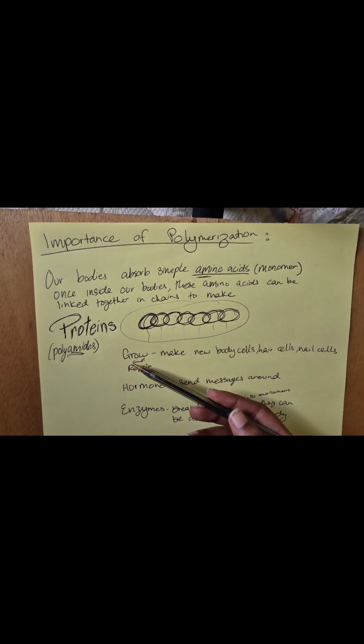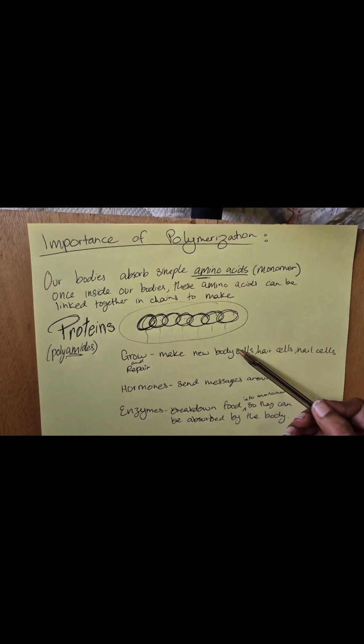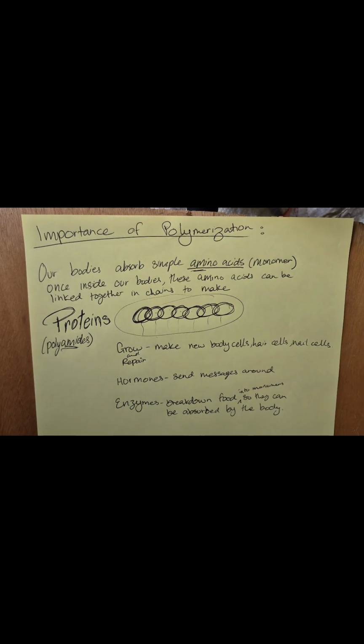And why do we need these proteins? We need proteins to grow and repair ourselves. When we need to grow, we need to make new body cells. That's the protein doing that. We need to grow hair, nails, anything thinking about growth, it's proteins. All hormones are proteins that send the messages all around our bodies to tell us, okay, we need to sleep now. Okay, it's that time of the month for us girls.